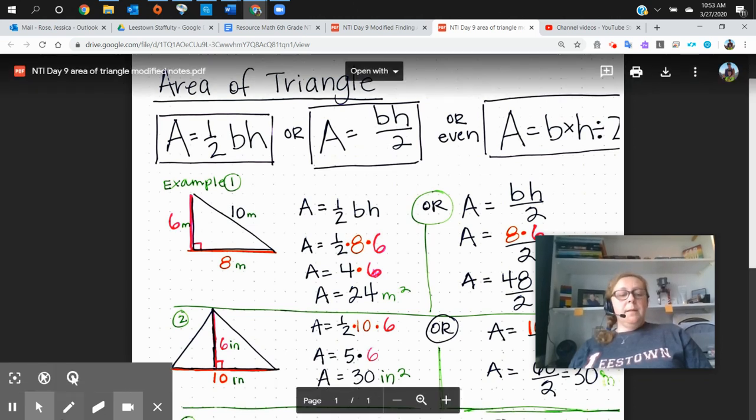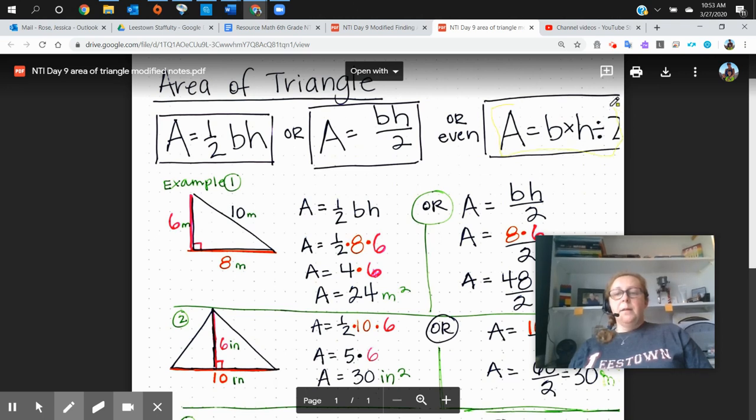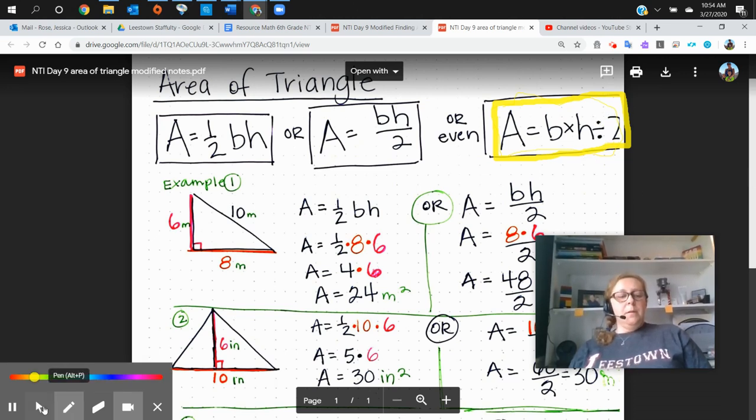Remember that when we did it in my class, we decided that we were going to use this one, because if you're working from home and using a calculator, this one's going to be the easiest one for you to get into a calculator. So this is the best one to use right here: area equals base times height divided by 2. Remember, when we do the area of a triangle, it's really easy to forget that divided by 2. So you really want to make sure that you do that.